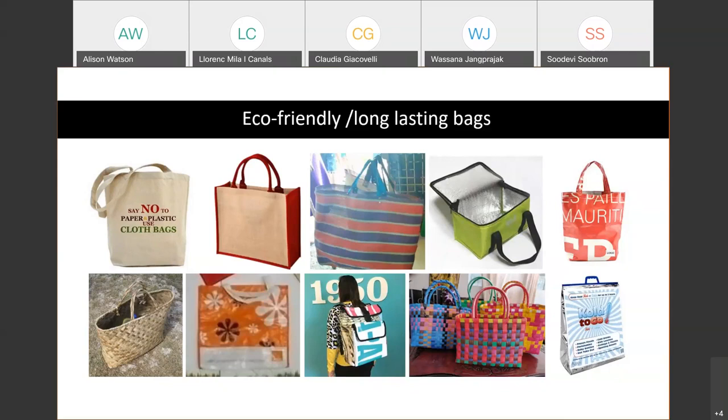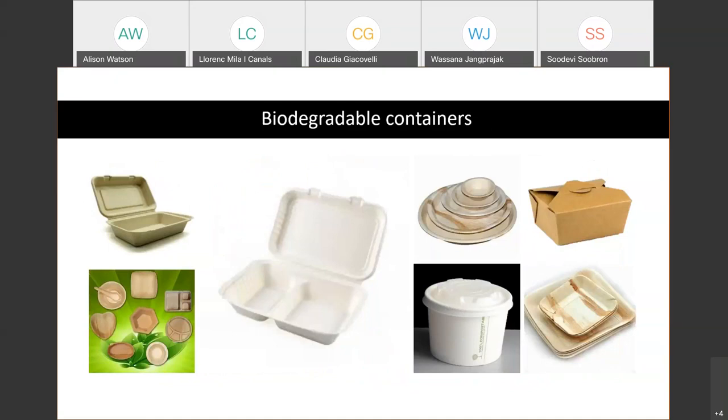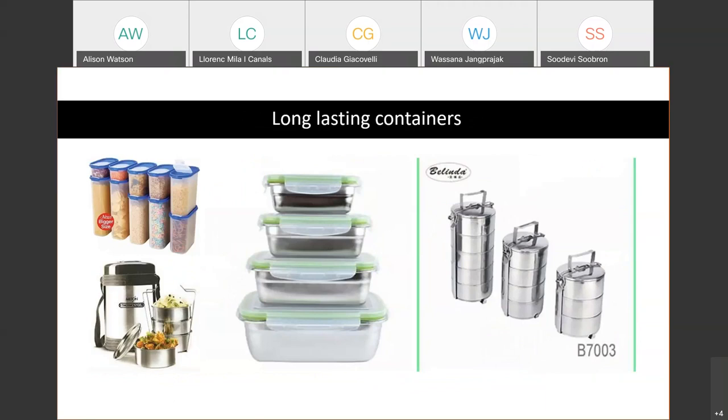Next slide. So these are the biodegradable containers. And as I said, we have a lot of SMEs that are entering this market. Next slide. So for the long-lasting containers, we will sensitize our population to use the long-lasting containers. But in the long run, we might promote them in our events. Next slide.